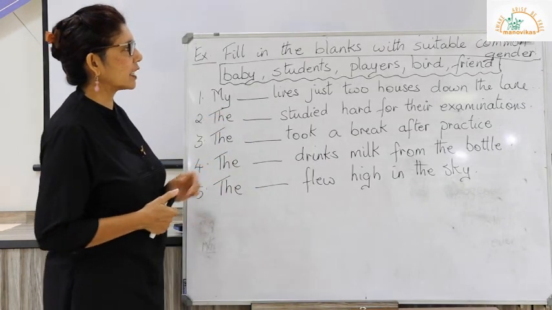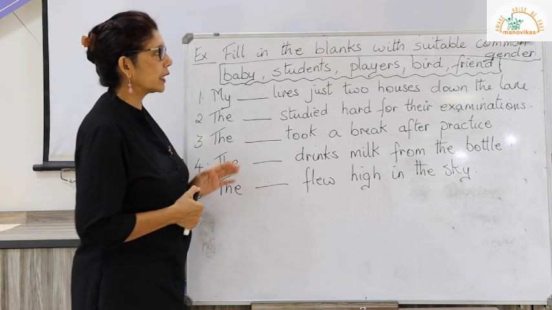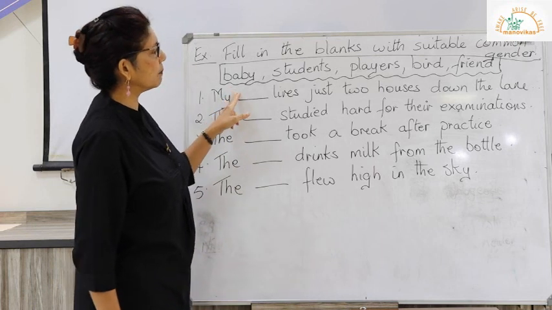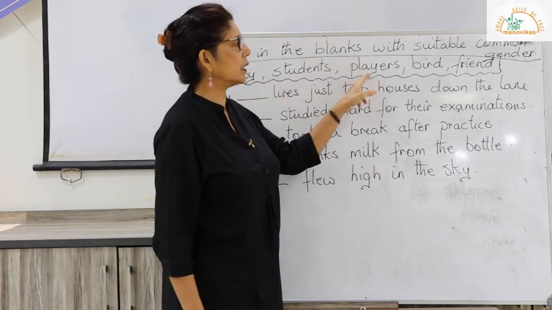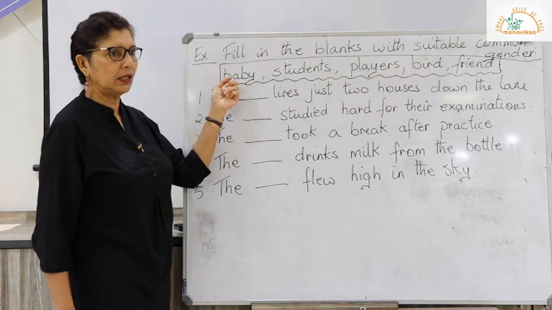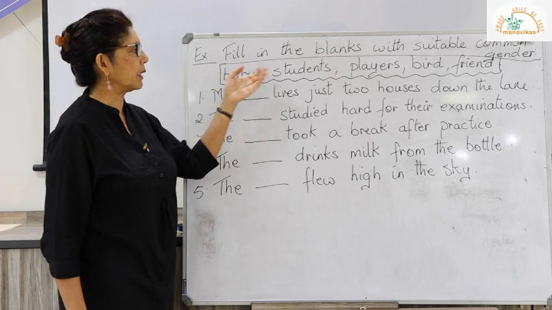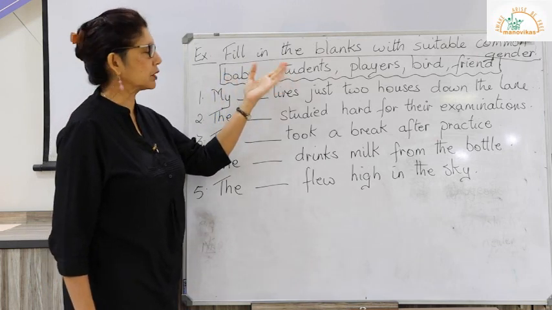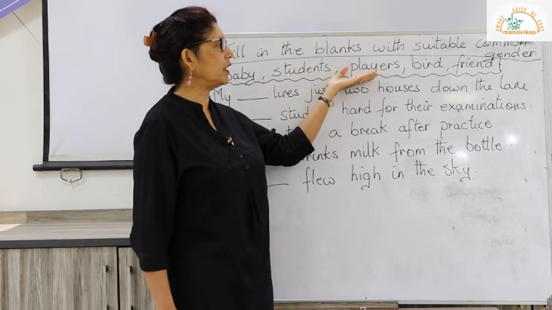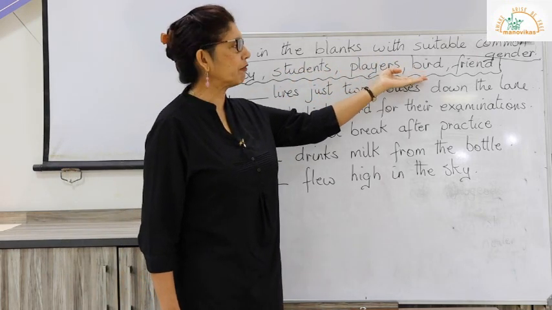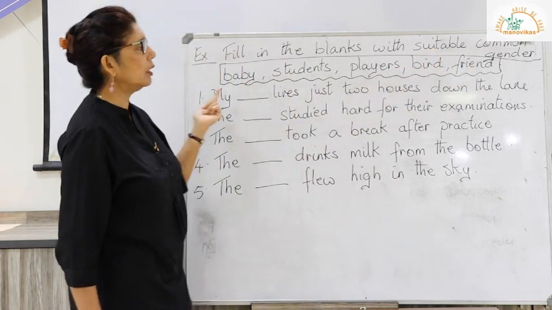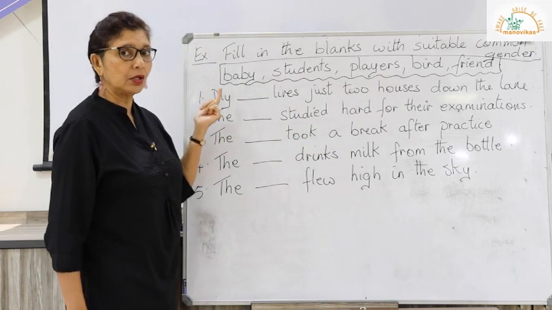We come to the last exercise for the day. Let us do an exercise using common gender. Let us read the words baby, students, players, bird and friend. As you can see, a baby, you don't know whether it's a male or a female. Students can be male, they can be female. Players can be male, female. A bird can be a male or a female. Again, a friend can be a male or a female. So these are all words that come under common gender.